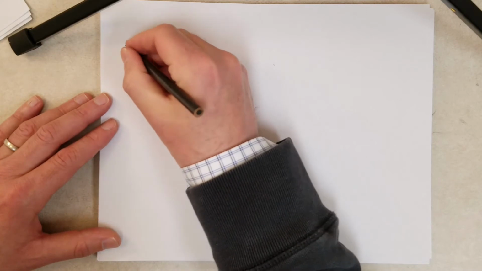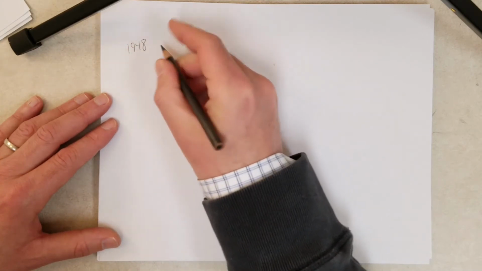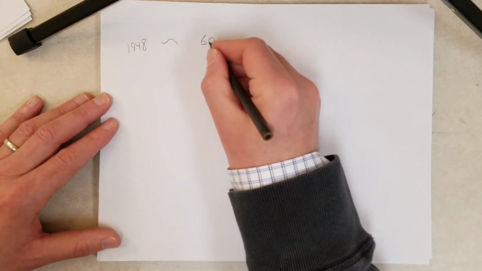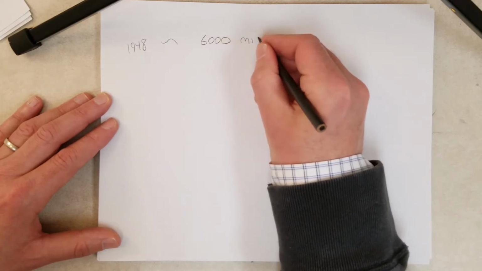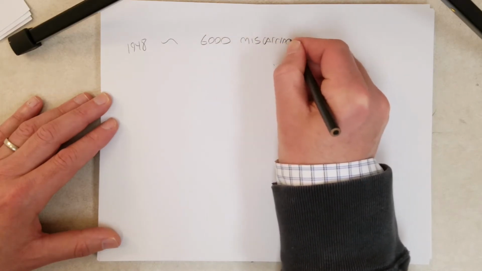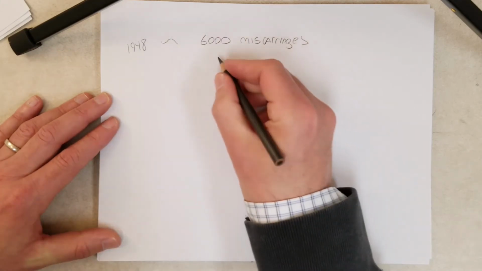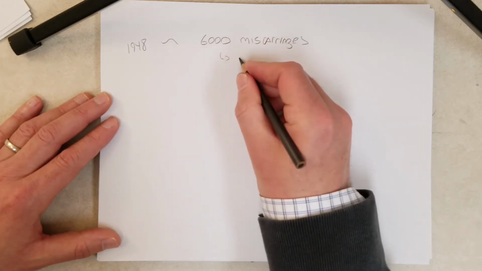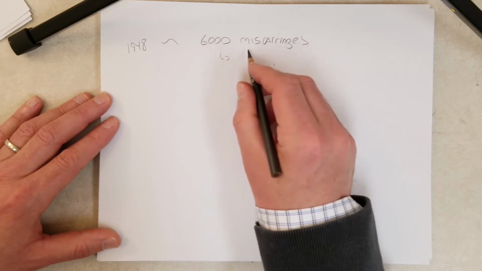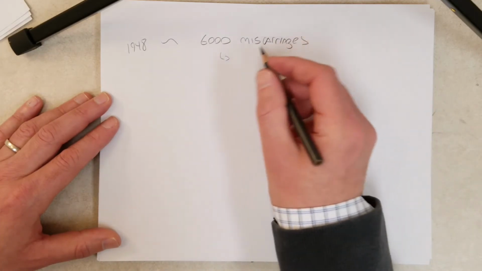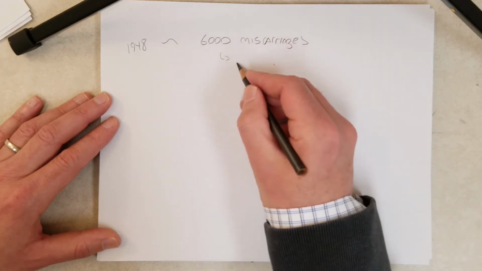So scientists took a look at this in the 1940s, I believe, and in 1948 there was a study published where scientists had looked at 6,000 miscarriages. And it turns out most of the miscarriages, significantly more of them, were males.